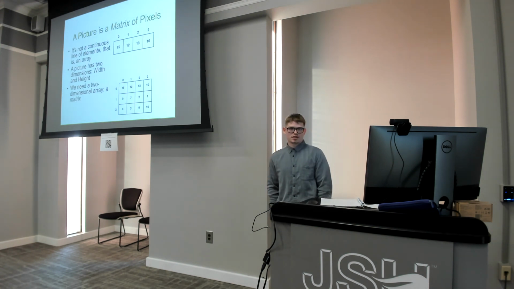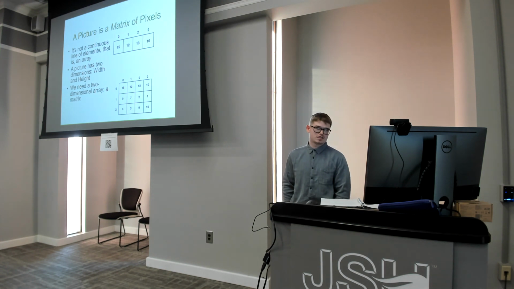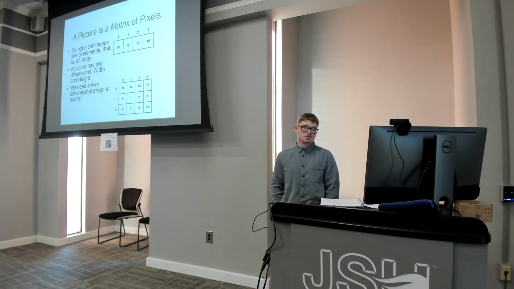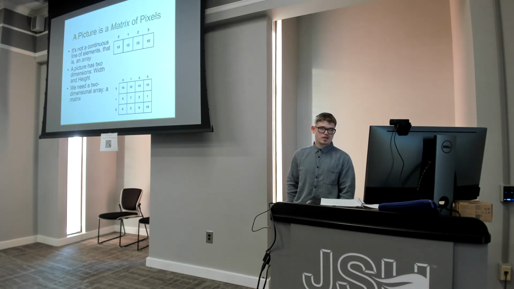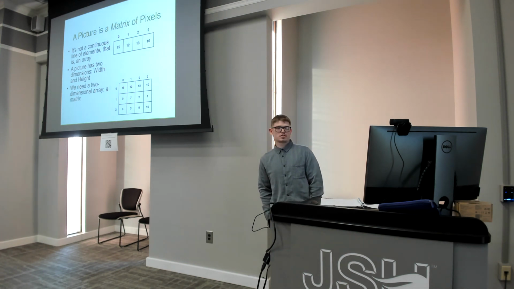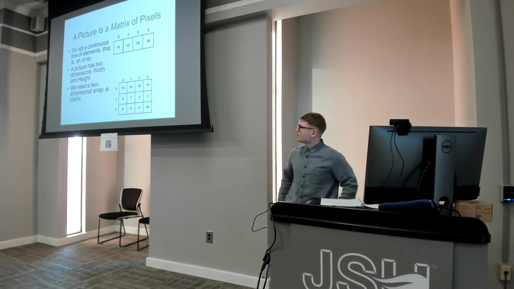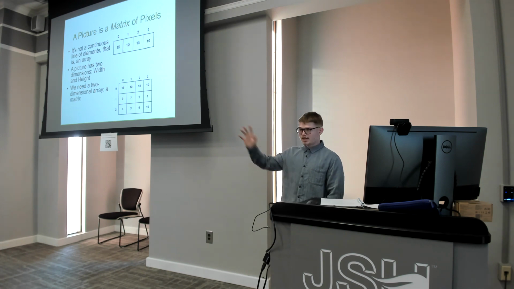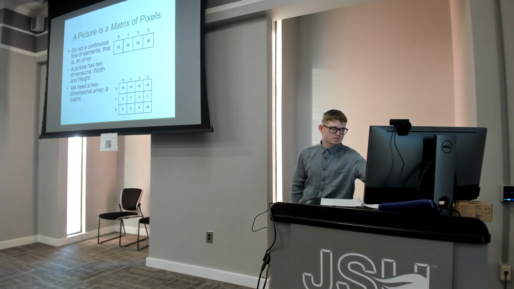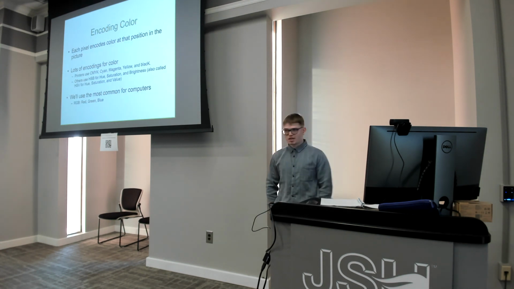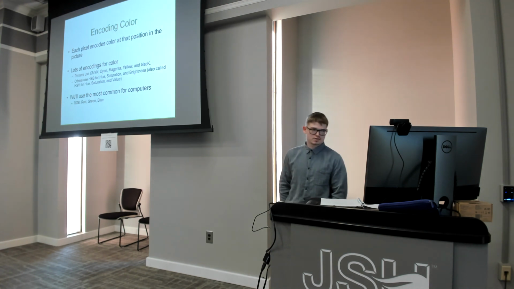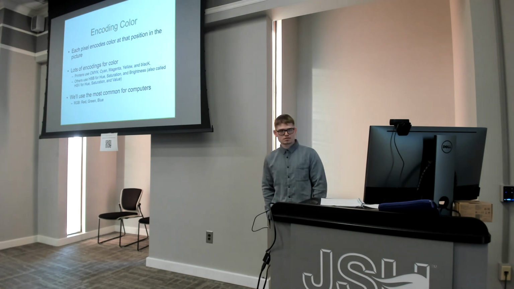And a picture is just a matrix of pixels. It's not a continuous line of elements like an array. A picture has two dimensions, width and height. We need a two-dimensional array, a matrix, so that it flows together and becomes an actual picture. Then we encode color in a different way than you might think. Each pixel encodes color at that position in the picture.